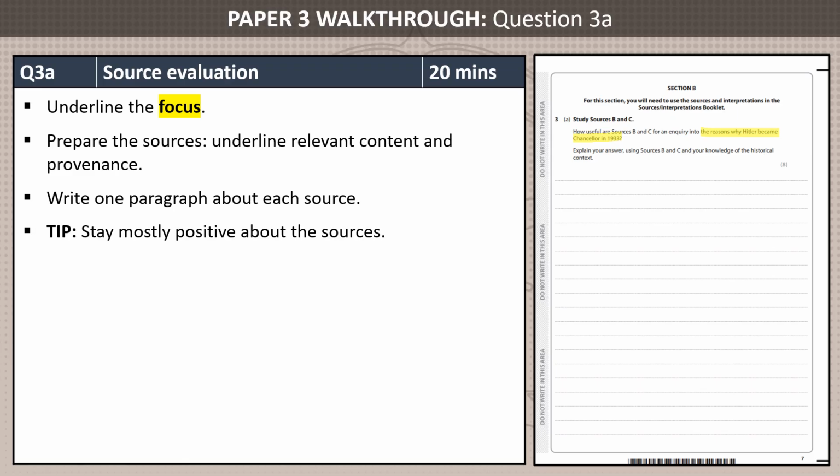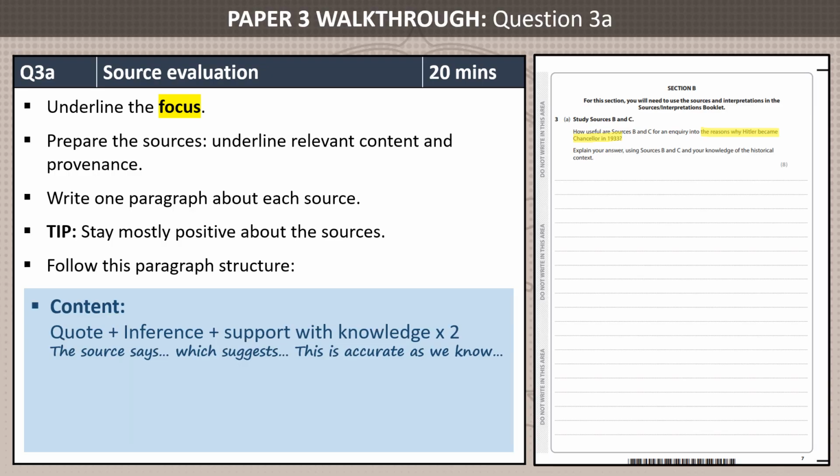You will never be given a source that is useless, so always start with the positives about the source. Try to follow this structure when you write. Start with the content. Take a quote from the source. Make an inference. Then support it with your own knowledge. Do this twice if you can. Use this little phrase to get your technique right. The source says, which suggests that this is accurate as we know.